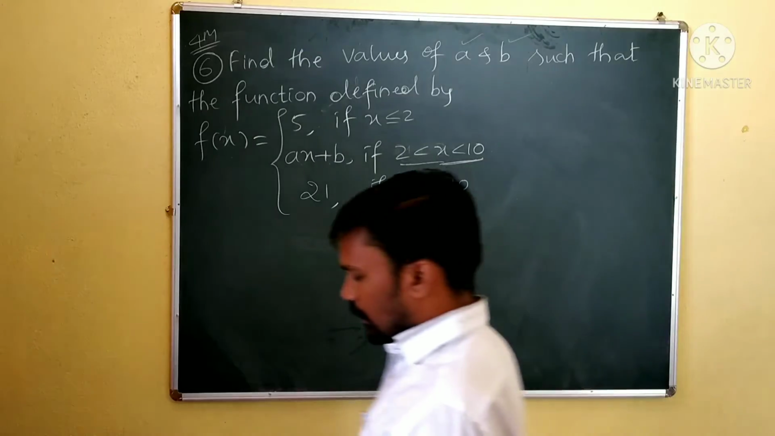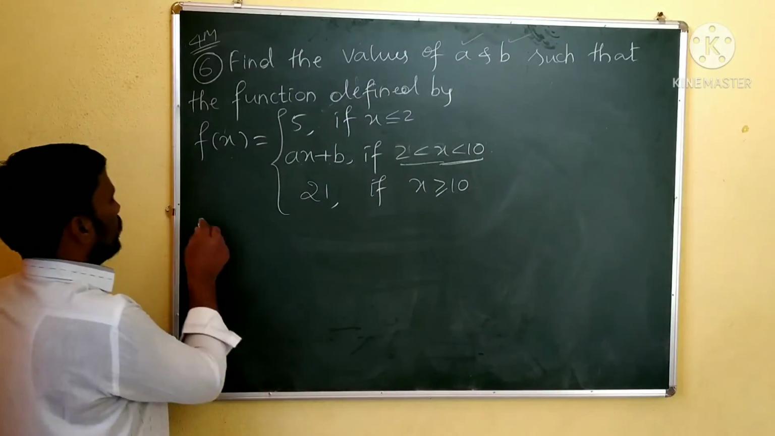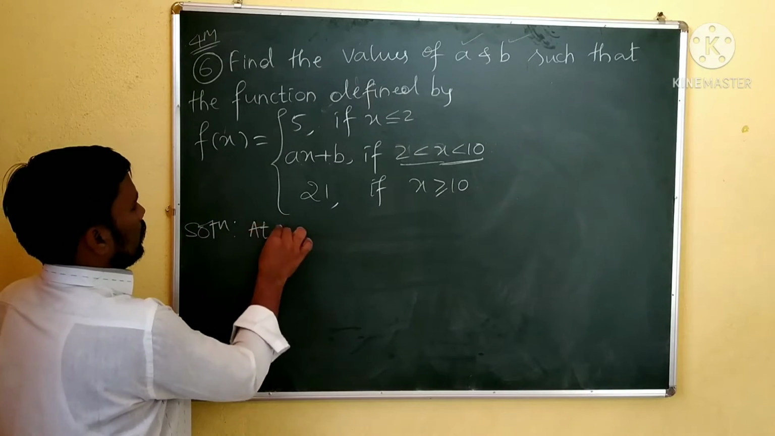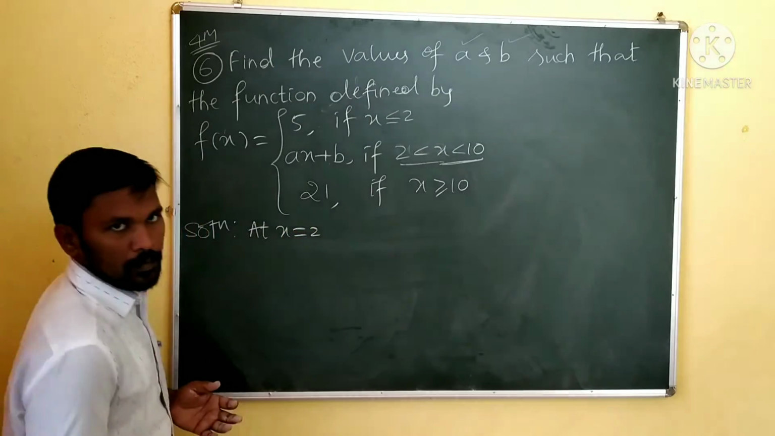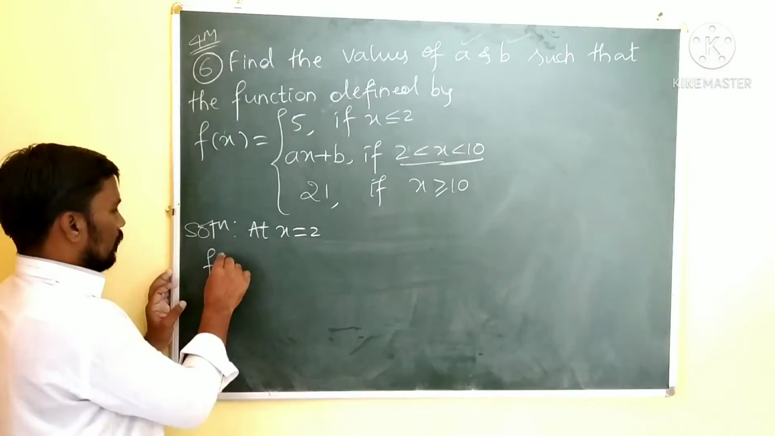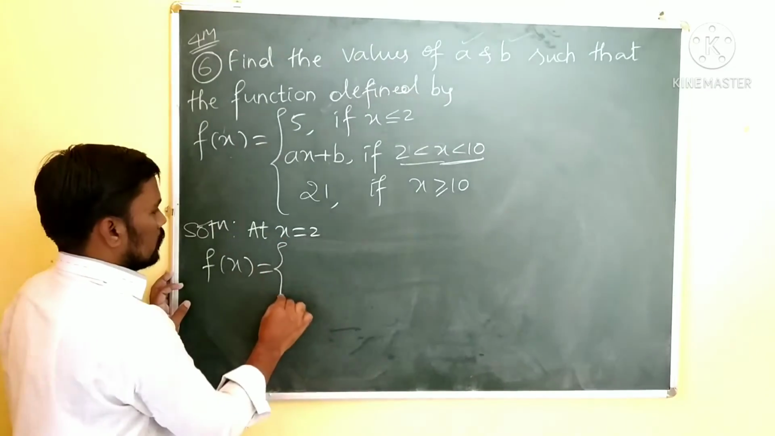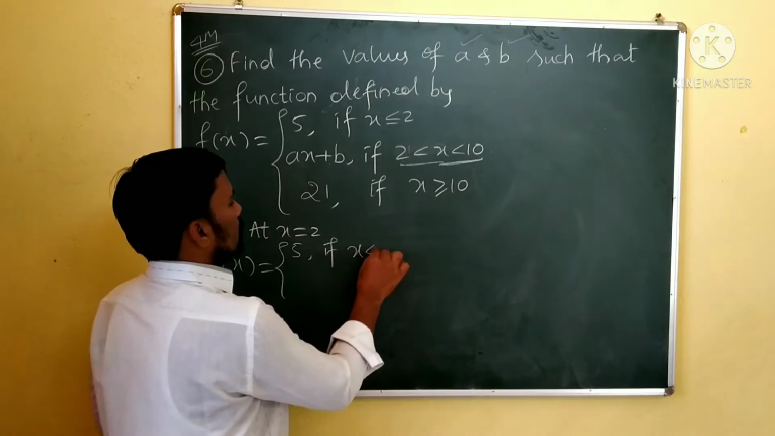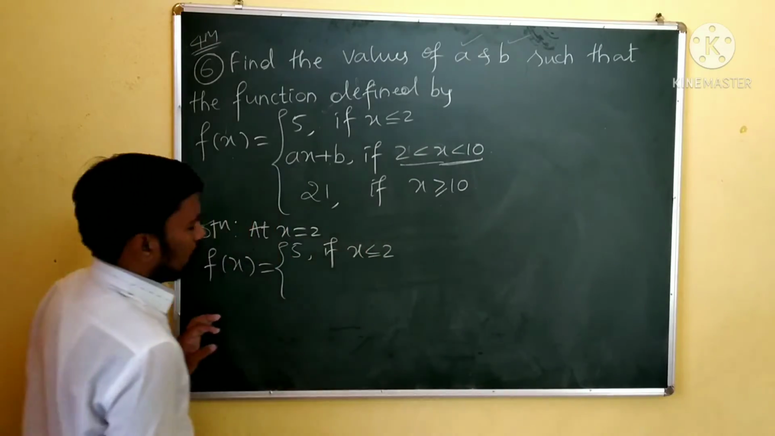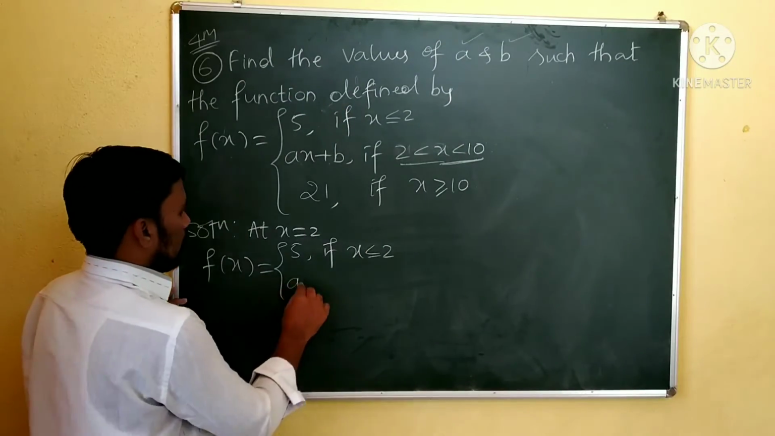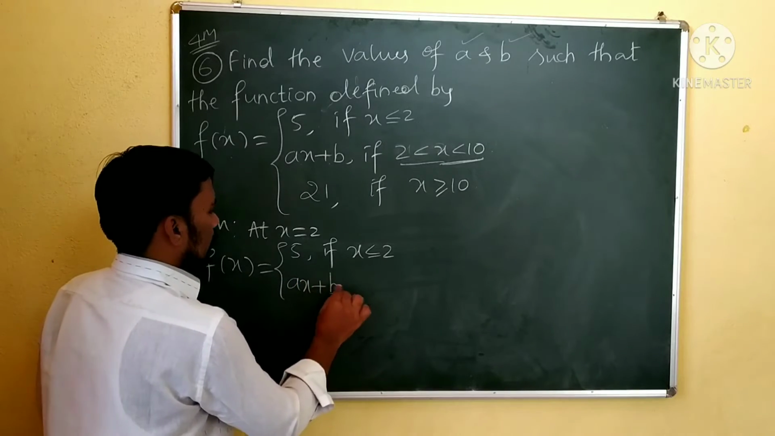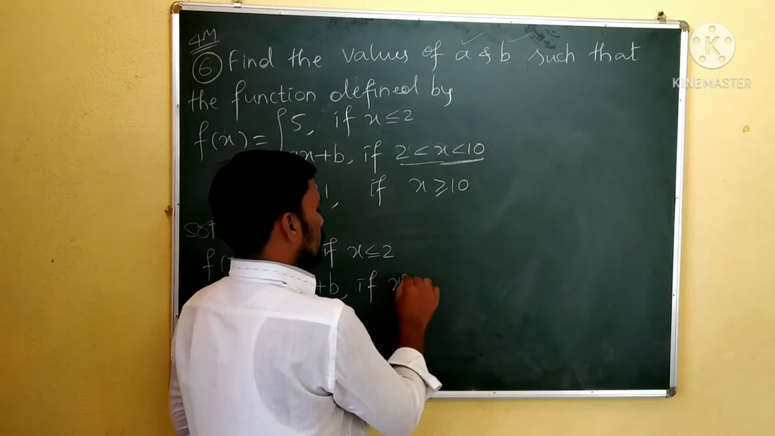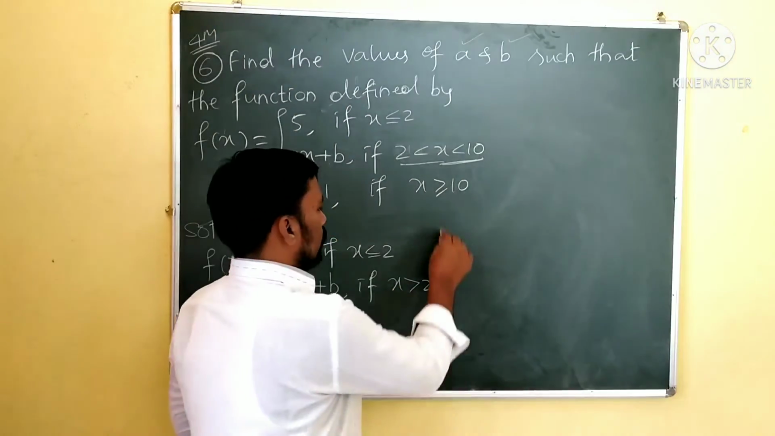Okay, look at the function. Let me rewrite the given function because of 2 limit points. Let me take the first limit point, at x is equal to 2. What is f of x? f of x is equal to 5 if x is less than or equal to 2, and f of x is equal to ax plus b if x is greater than 2.